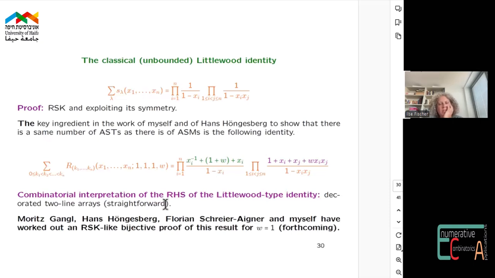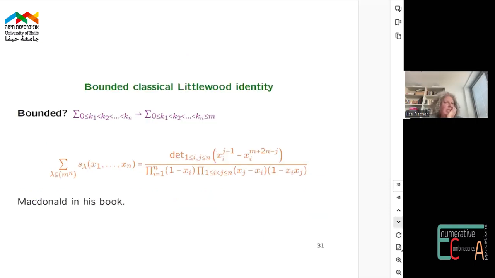So together with Moritz, Hans, and Florian, we have constructed an RSK-like bijective proof of this correspondence in the special case when w is equal to 1. Then I want to say something about bounded Littlewood identities.